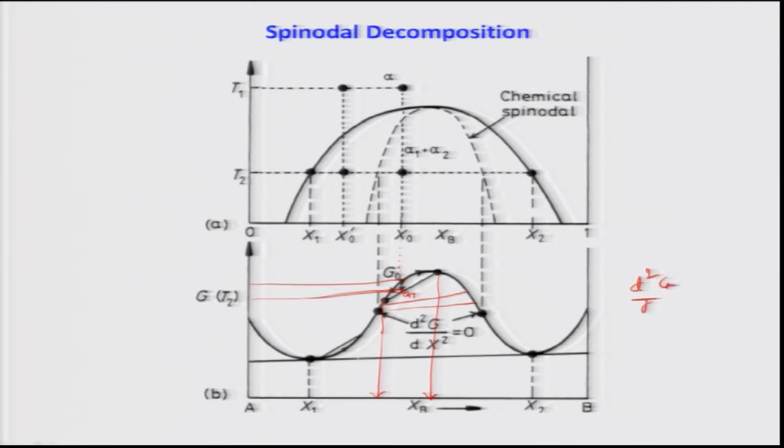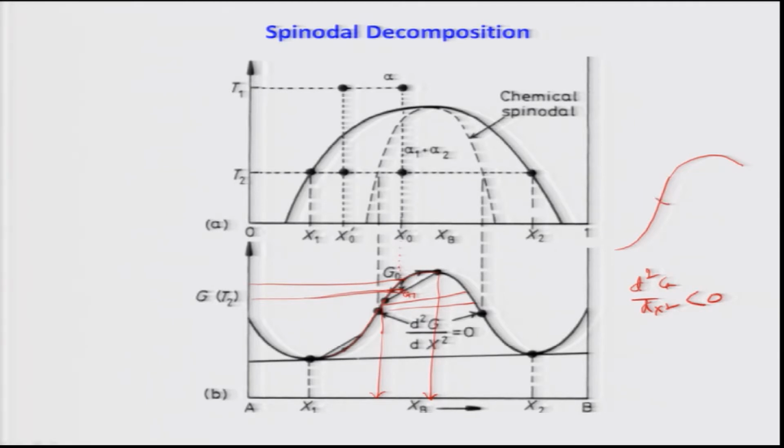What is that? The double derivative of G with respect to the composition must be less than 0. That is equivalent to saying that this will happen until the inflection point on this curve. What is that inflection point? As you see here, this is one curve and that is another curve, parts of the same curve, but this is concave and this is convex. So that is the inflection point.